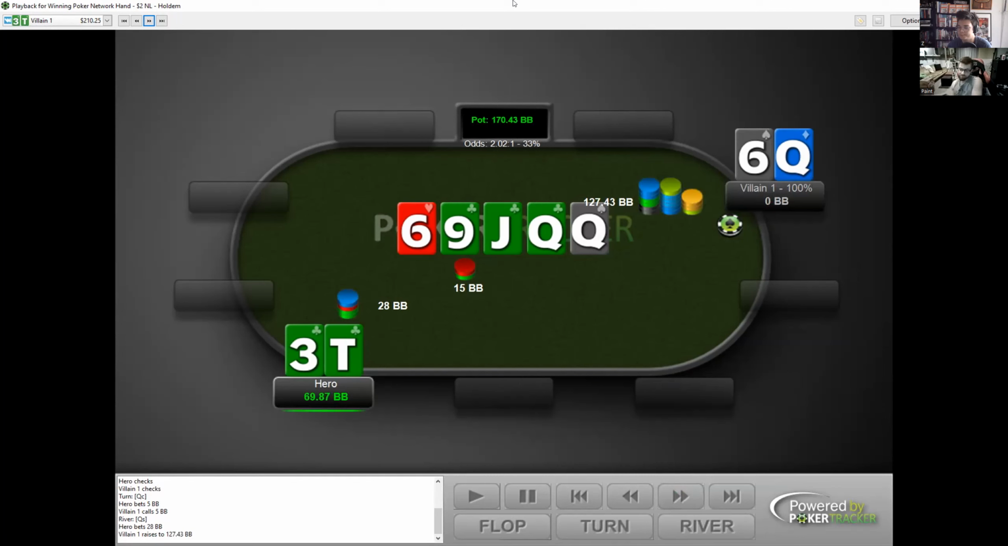Okay, so you overbet the river and he rips it into you. I remember I had very low time bank here, which was very frustrating.